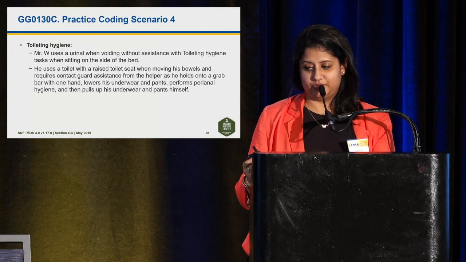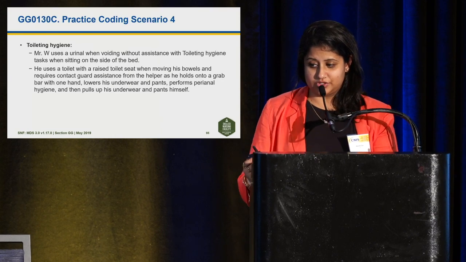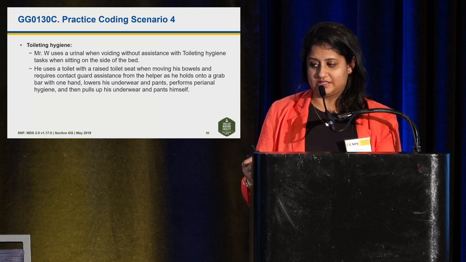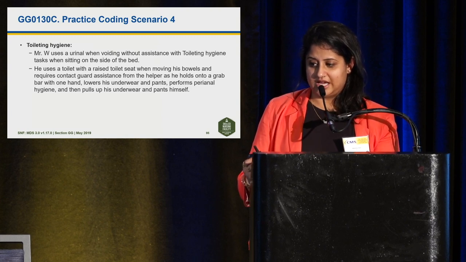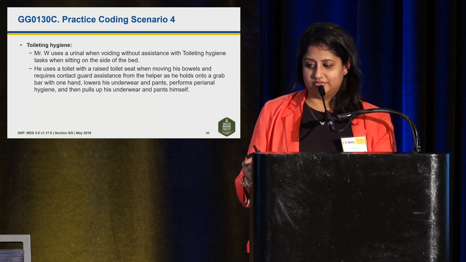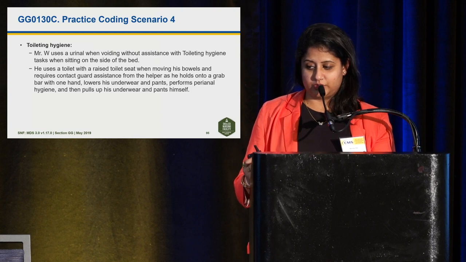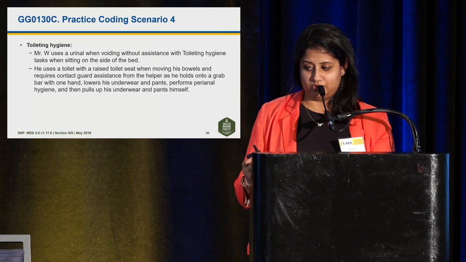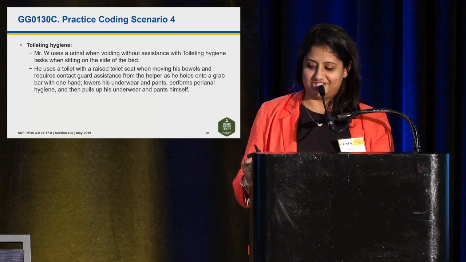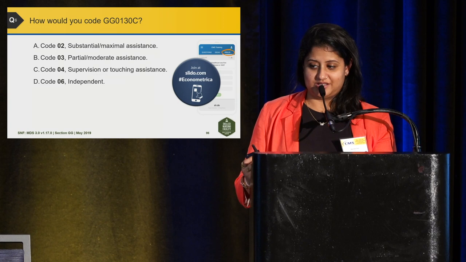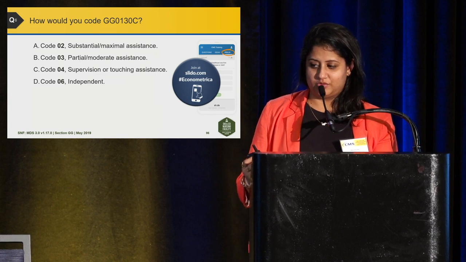All right, here's our example for toileting hygiene. Mr. W uses a urinal when voiding without assistance with toileting hygiene tasks when sitting on the side of the bed. He uses a toilet with a raised toilet seat when moving his bowels and requires contact guard assistance from the helper as he holds onto a grab bar with one hand, lowers his underwear and pants, performs perianal hygiene, and pulls up his underwear and pants himself. So based on that information, how would you code GG0130C?